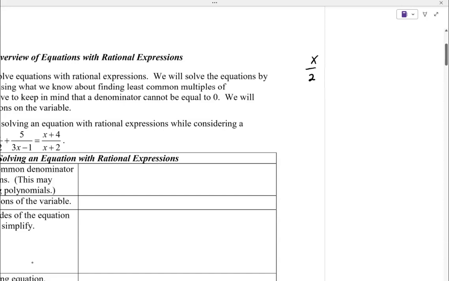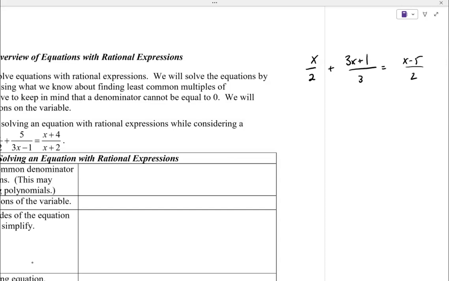So rather than doing it with variables to start with, let's say you had something like x over 2 plus 3x plus 1 over 3 equals x minus 5 over 2. Say you had something like this. Let's do it without letters to start with in the denominator.